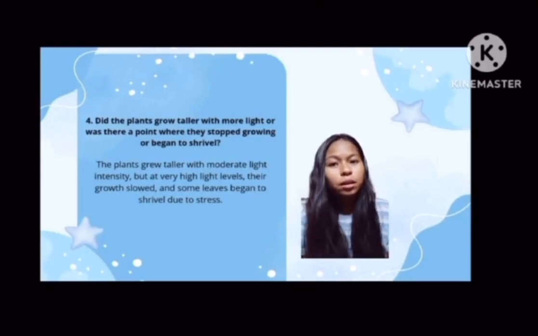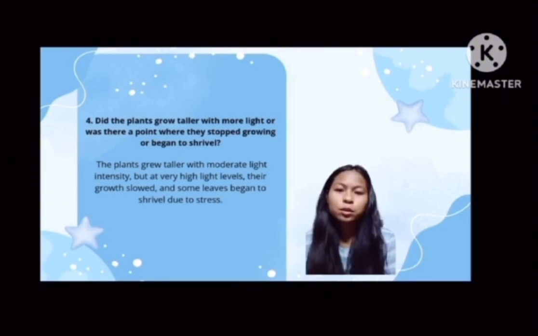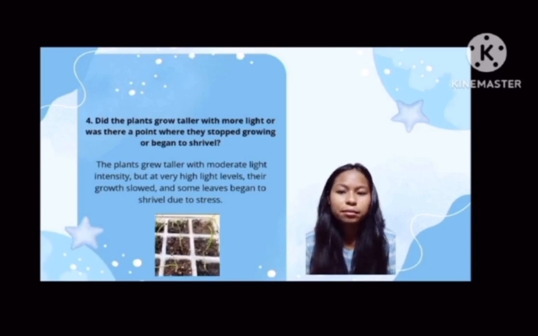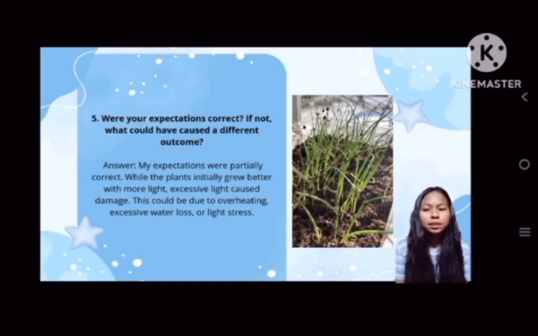Did the plants grow taller with more light, or was there a point where they began to shrivel? Plants grew taller with moderate light intensity, but at very high light levels, their growth slowed and some leaves began to shrivel. Were your expectations correct? If not, what could have caused a different outcome? Our expectations were partially correct. While the plants initially grew better with more light, excessive light caused damage. This could be due to overheating, excessive water loss, or light stress.